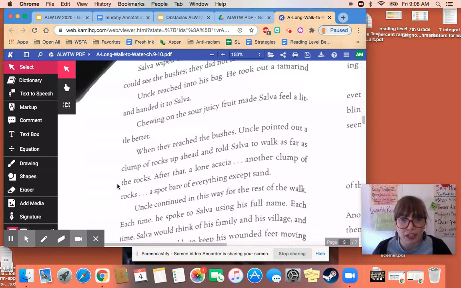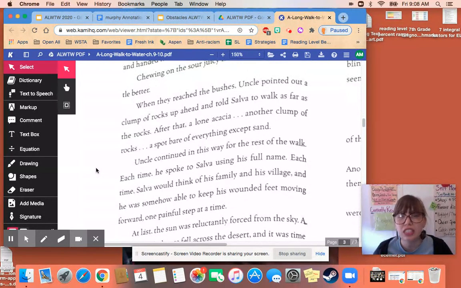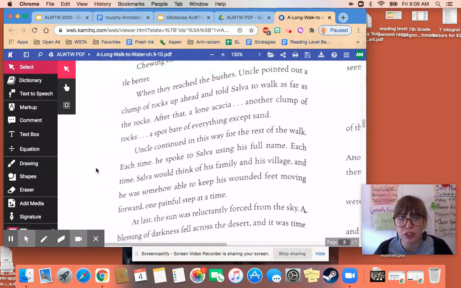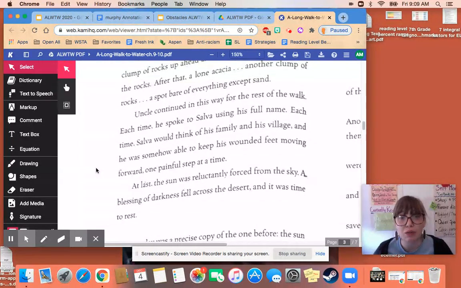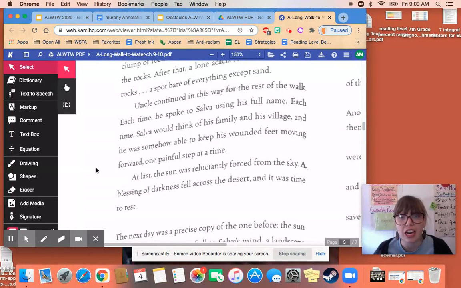When they reached the bushes, Uncle pointed out a clump of rocks up ahead and told Salva to walk as far as the rocks. After that, a lone acacia, another clump of rocks, a spot of bare everything except sand. Uncle continued in this way for the rest of the walk. Each time, he spoke to Salva using his full name. Each time, Salva would think of his family and his village, and he was somehow able to keep his wounded feet moving forward one painful step at a time. At last, the sun was reluctantly forced from the sky. A blessing of darkness fell across the desert, and it was time to rest.